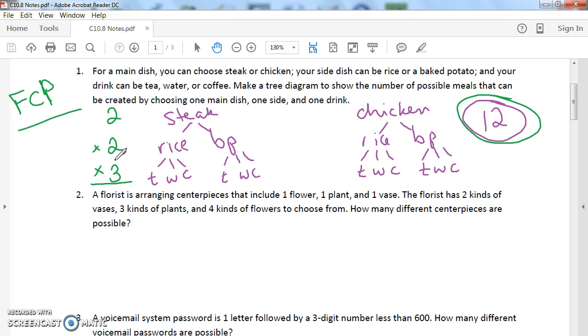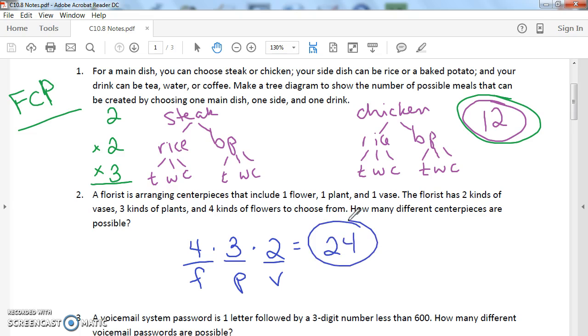So let's look at example 2. A florist is arranging centerpieces that include 1 flower, 1 plant, and 1 vase. The florist has 2 kinds of vases, 3 kinds of plants, and 4 kinds of flowers to choose from. How many different centerpieces are possible? We simply multiply these 3 numbers together. 4 times 3 is 12, times 2 is 24.